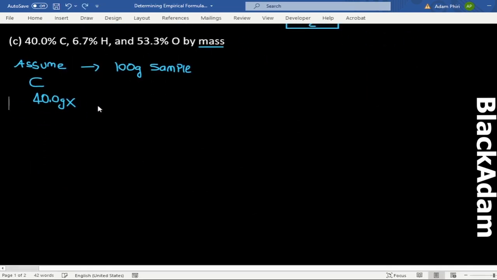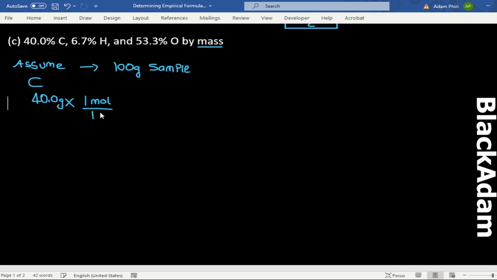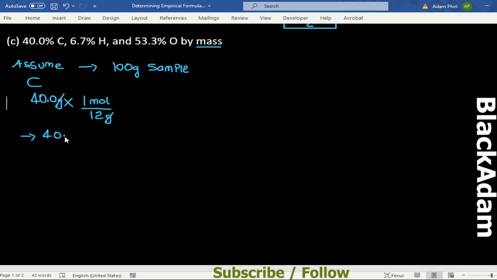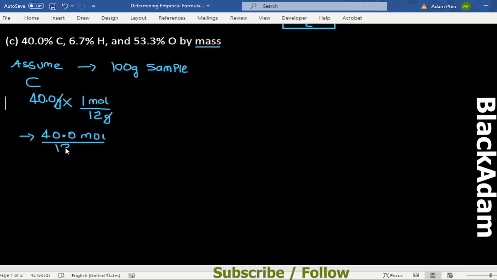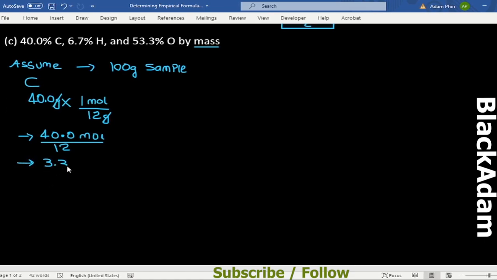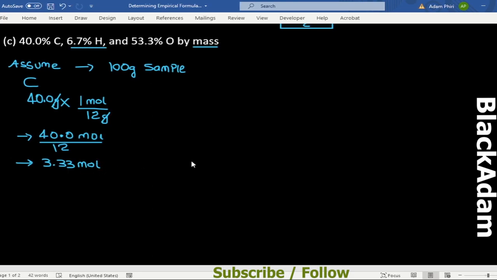So for carbon, it's 40.0 grams multiplied by 1 mole of carbon over 12 grams. So our answer will be 40.0 divided by 12, and that gives us 3.33 moles. That's for carbon.